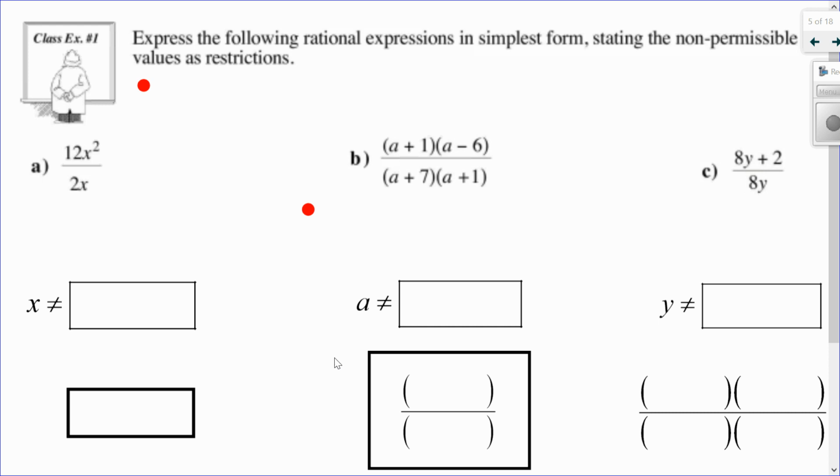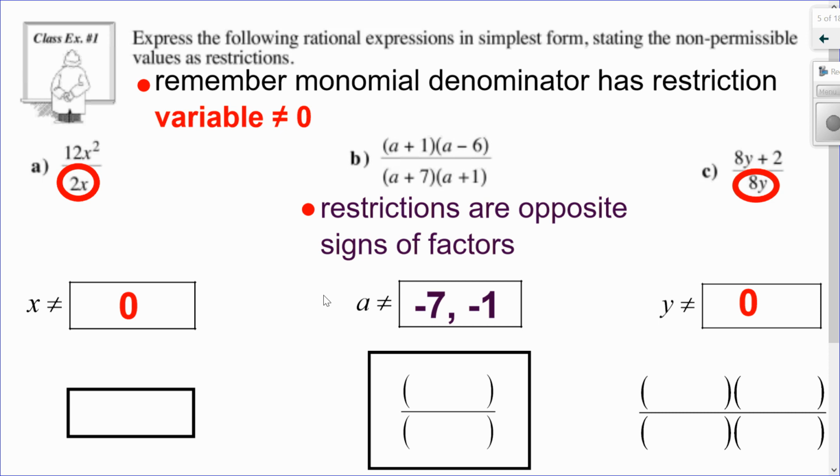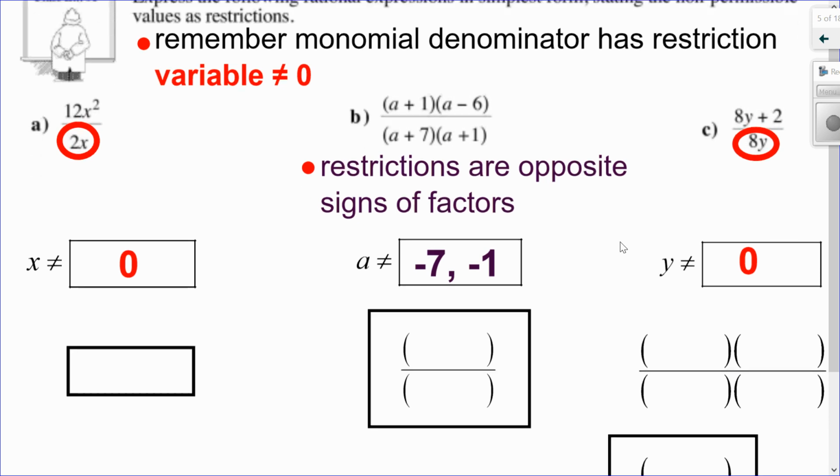Okay, so let's try some examples. I want to express these rational expressions in simplest form, stating the non-permissible values as restrictions. So again, as I said before, if you have a monomial in the denominator, it will always have a restriction. Variable can't be 0. If you have binomials, the restriction is going to be the opposite signs of the factors. So +7, -7, +1, -1. Okay, so now that we're done with our restrictions, let's go ahead and simplify.